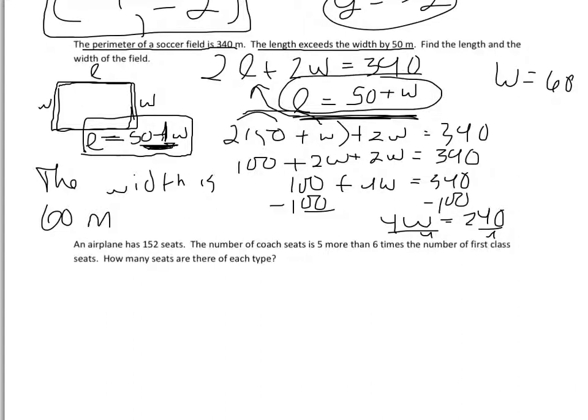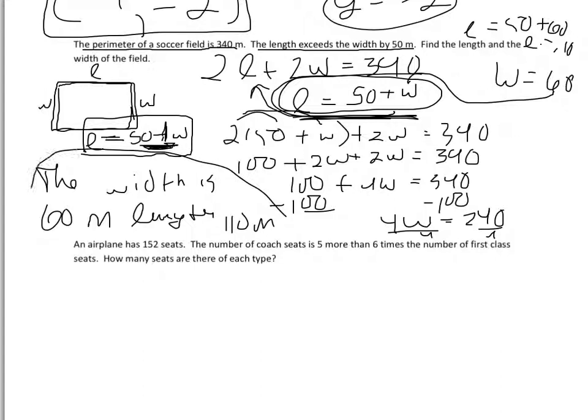Notice the length is 50 more than the width, so by plugging the 60 into here, we get L equals 50 plus 60. So the width is 60 and the length is 110 meters. So the width is 60 meters, the length is 110 meters, and we're good with that problem there.